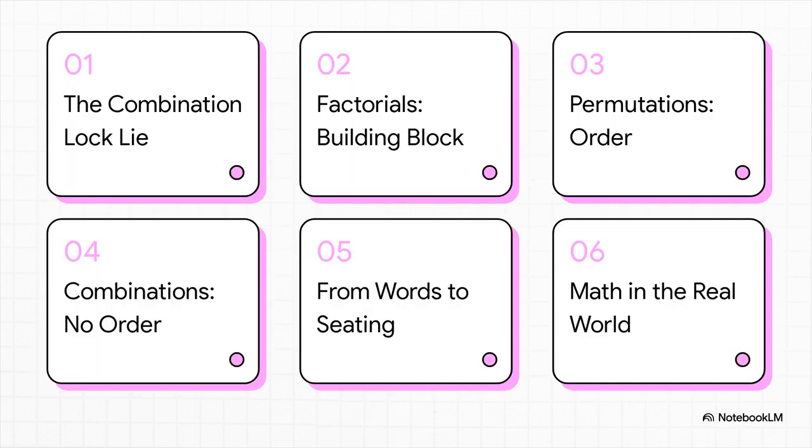So here's our game plan. We've already uncovered the great combination lock lie. Next, we're going to look at the fundamental building block for all of this, which are factorials. Then, we'll dive deep into what permutations and combinations really are, solve a few problems, and then wrap up by seeing how this math is actually all around us in the real world.